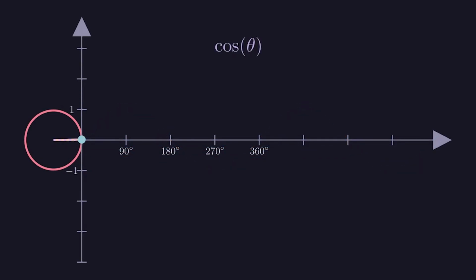Now let's do the same thing with cosine, except now we're tracking the horizontal distance from the center of the circle to our point.